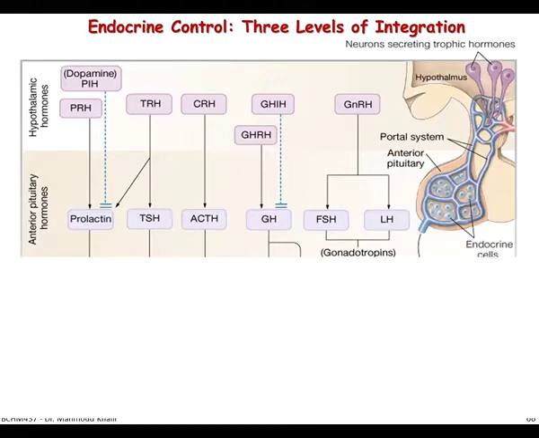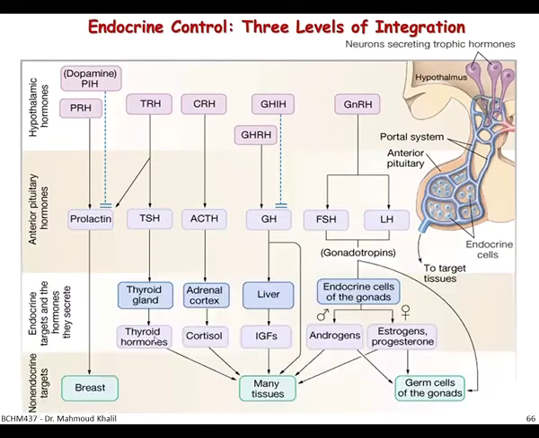Again, an illustrative figure showing where the portal system is. You can see here the portal system and how the releasing hormones are conveyed from the hypothalamus to reach the endocrine cells inside the anterior pituitary. And actually these are the same hormones we just discussed, the hypothalamic hormones and the anterior pituitary gland hormones. After the release of these hormones, they go to their ultimate target, and maybe some of them are non-endocrine targets like the breast. And you can see that there is a lot of integration that may affect many tissues.